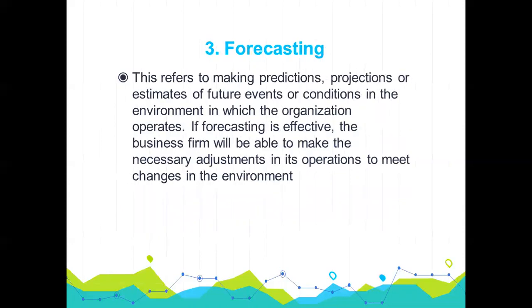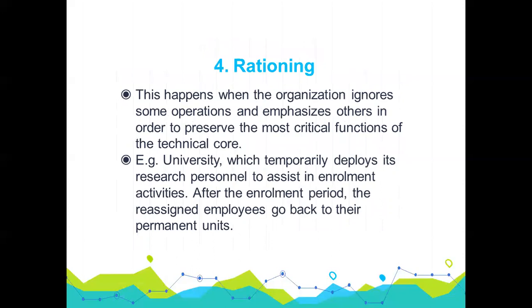smoothing. Third is forecasting. This refers to making predictions, projections, or estimates of future events or conditions in the environment in which the organization operates. If forecasting is effective, the business firm will be able to make the necessary adjustments in its operations to meet changes in the environment. Another is rationing.